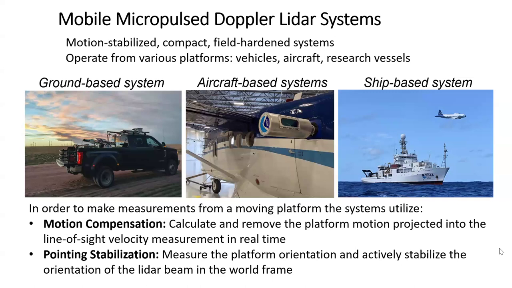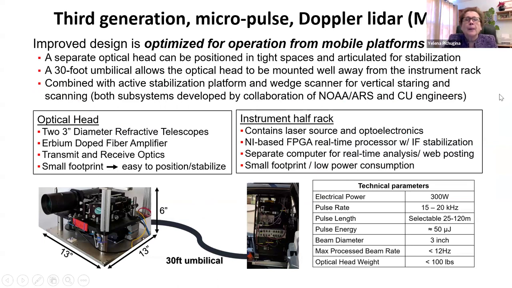Okay. So pointing stabilization allows us to measure platform orientation and also stabilizes the orientation of the LIDAR beam in the world frame. We have improved the design; right now we have the third modification of micro-Doppler LIDARs, and it's improved and optimized for operation from any mobile platform because it has a smaller size. And the biggest achievement is that the optical head shown here and the instrument half rack are separated, so they can be installed in any space.